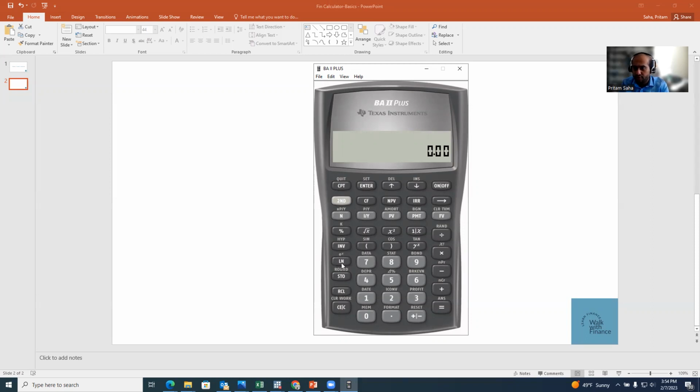If we want to use what is written on the face, we just use it like a normal calculator. But if you need the functionality of what is written above, then we have to hit the second button. Let me show you. Let's say I want to do the natural log of 2. I hit 2, natural log. So the natural log of 2 is 0.69.